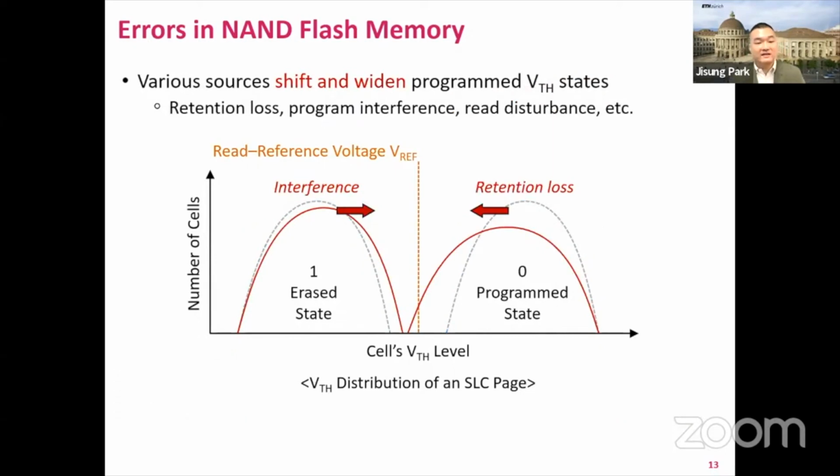The problem is that in NAND flash memory, for various reasons, such as retention loss and program interference, the programmed threshold voltage states shift and widen. If the threshold voltage states shift beyond the reference voltage level, for example here, see this red area, reading the page incurs errors, as the cells in this area would read as 1, which should actually be 0.